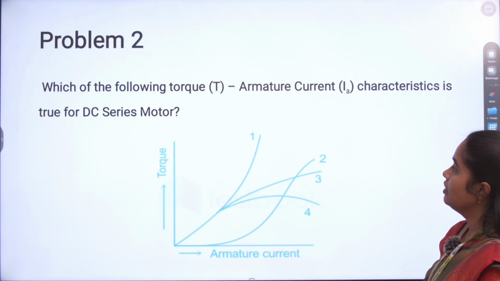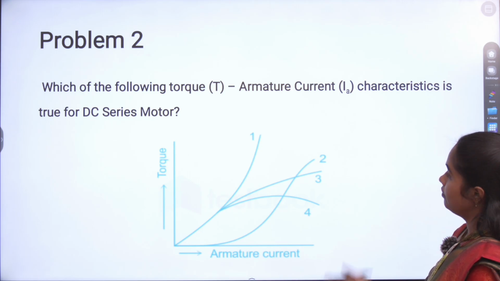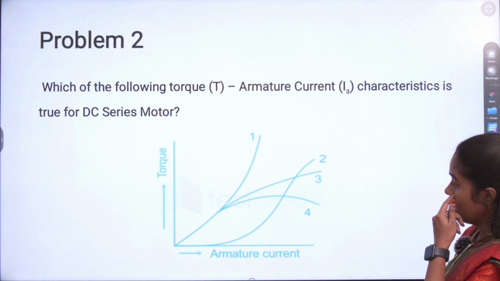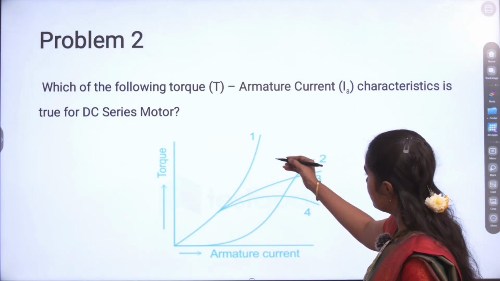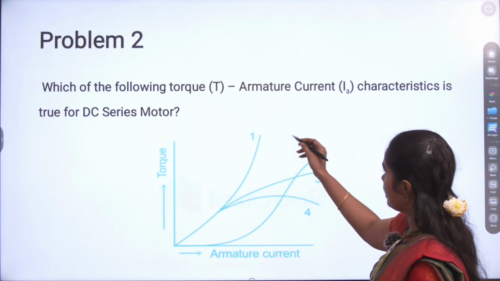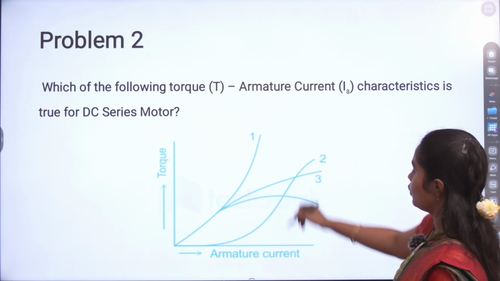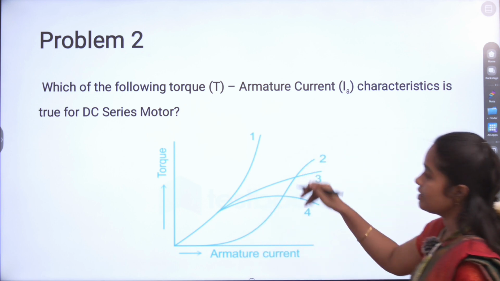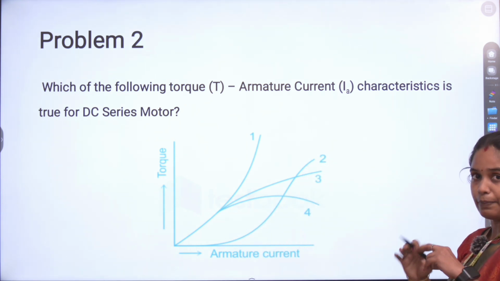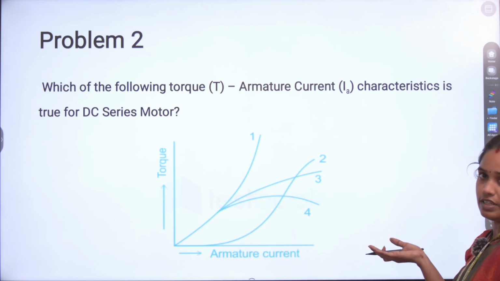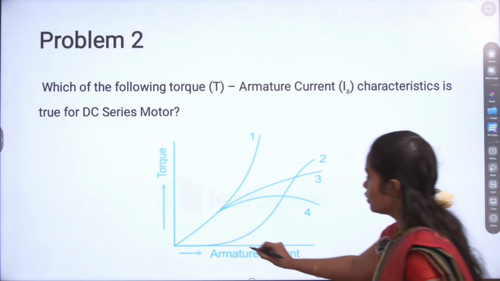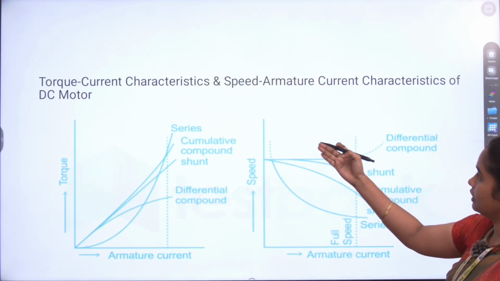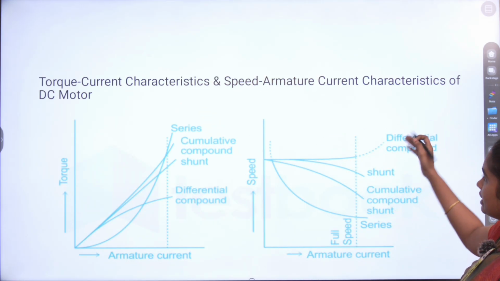And second problem: which of the following is the torque and armature current characteristic of DC series motor? So we are shown 4 curves, but only one is the DC series motor curve. So this one is the correct answer, because in a DC series motor the characteristic curve is separated into 2 types, before saturation and after saturation. It's a parabolic curve. So this one is correct. So this is the combination of the torque current characteristic and speed current characteristic of the motor.